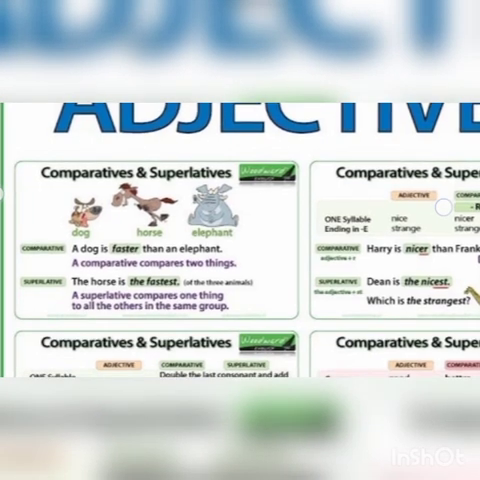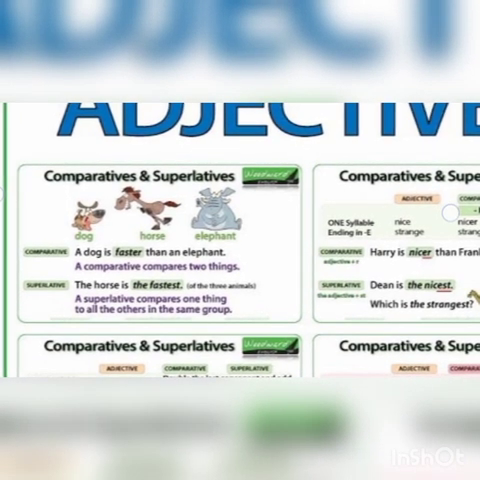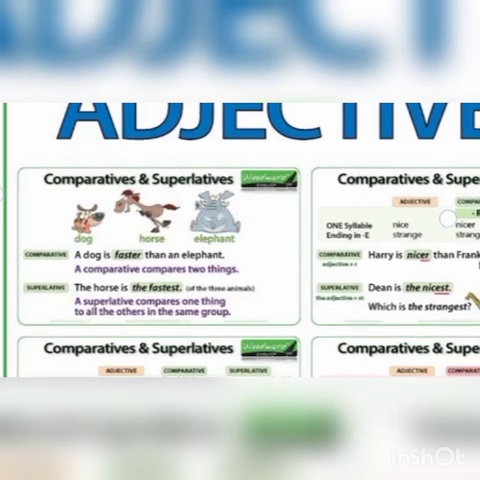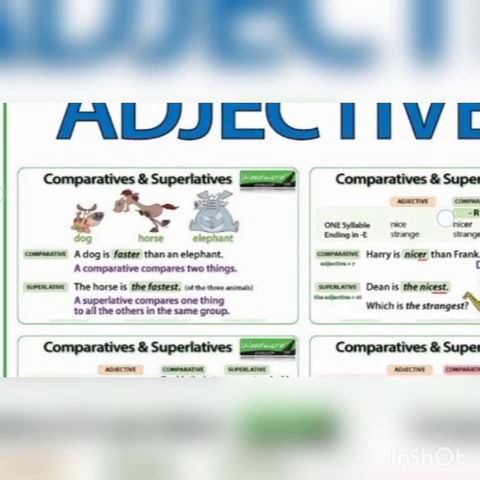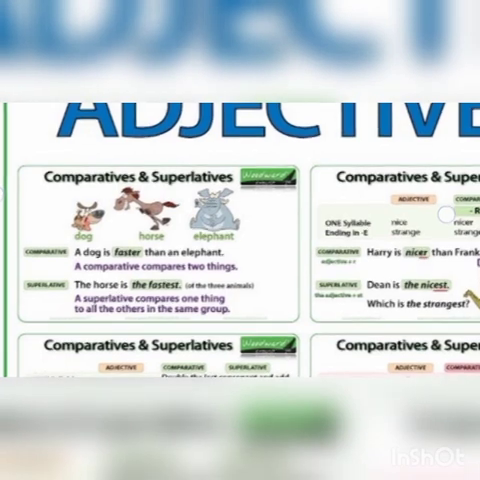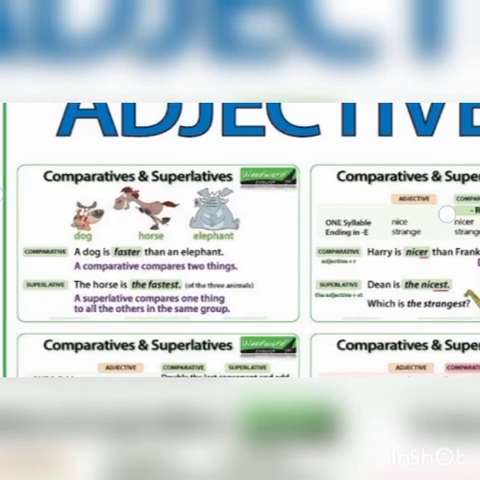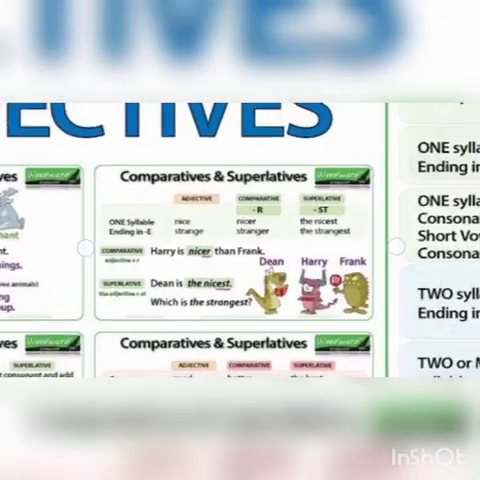The horse is the fastest. Un superlativo compara una cosa de todas las otras cosas del mismo grupo. Ahí está la diferencia entre comparativo y superlativo. So that's the explanation in Spanish, but be careful with that when we form comparative faster and superlative the fastest. Be careful with that, don't confuse the rules. One characteristic of comparative is that we have to use the word than.